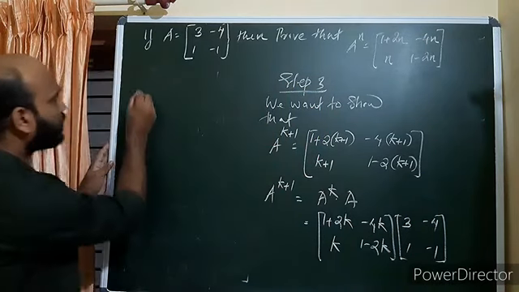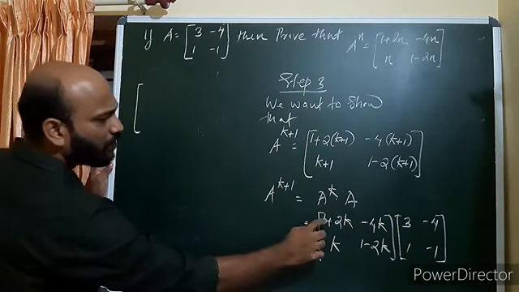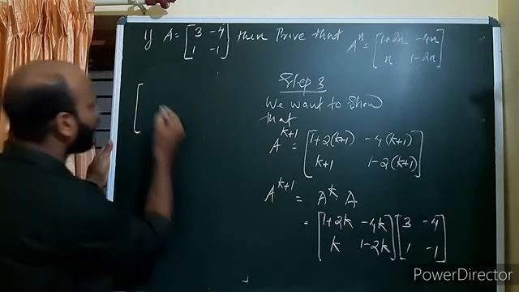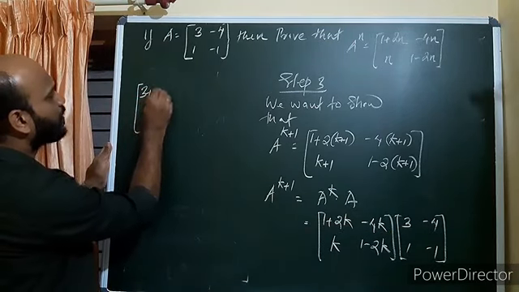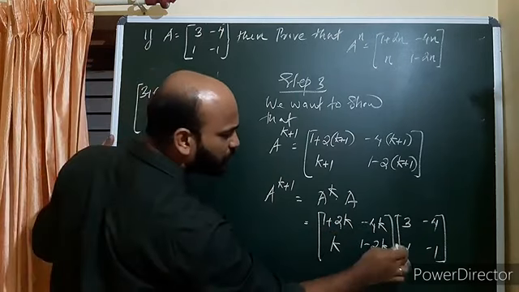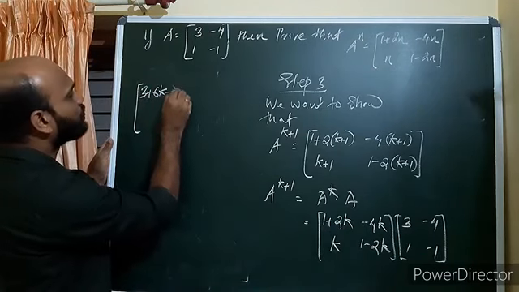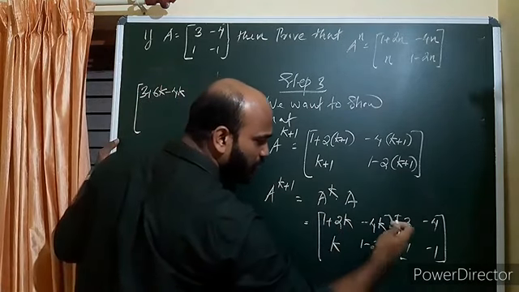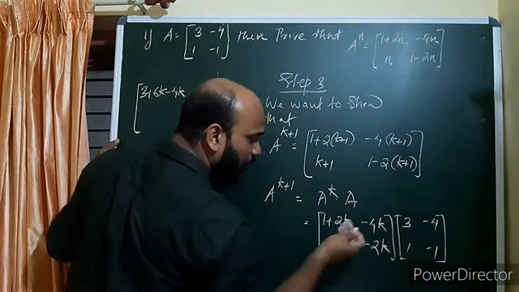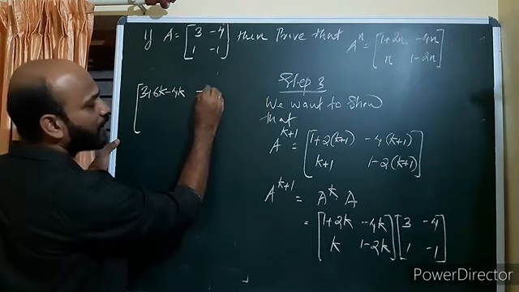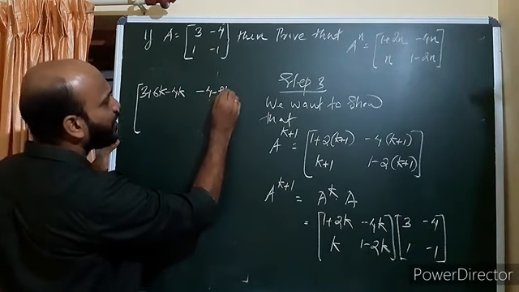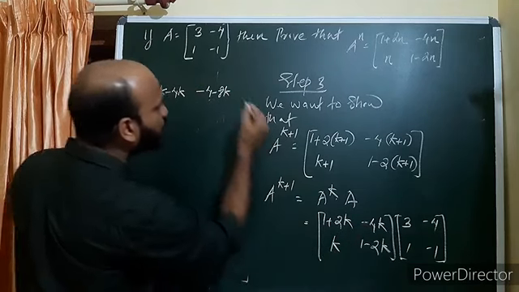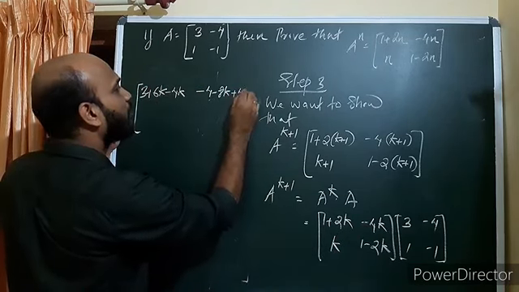So what about A11? A11 will be 1 plus 2k into 3. That is 3 plus 6k. Then minus 4k into 1. Minus 4k we will get. That is A11. Now A12. First row, second column. Minus 4 into 1 plus 2k. That is minus 4 minus 8k. Then minus 4k into minus 1 plus 4k.